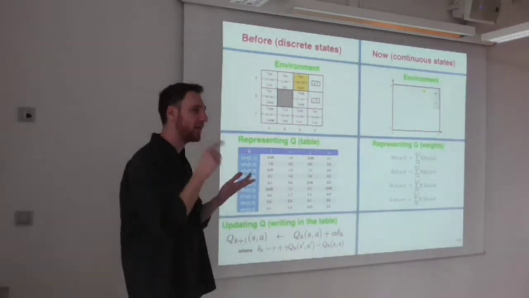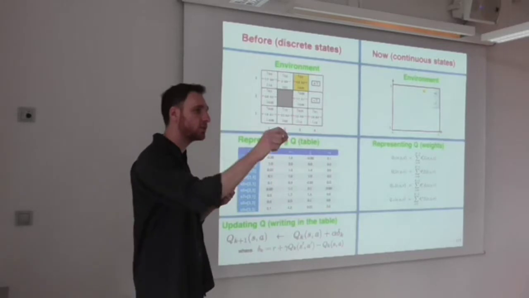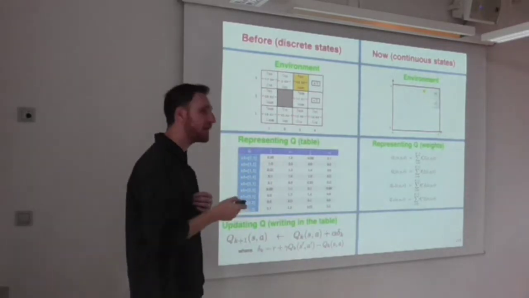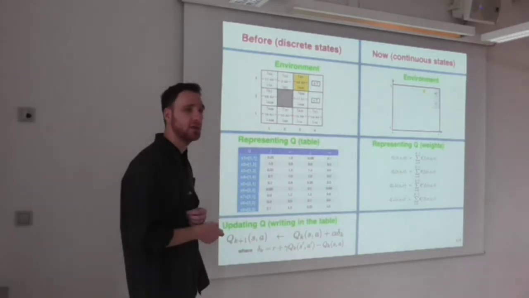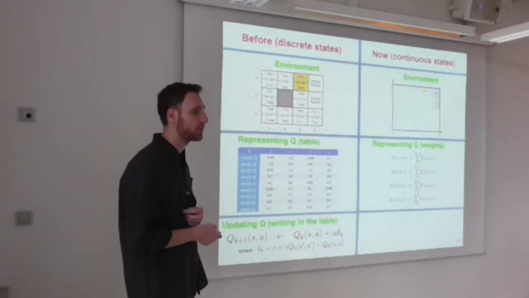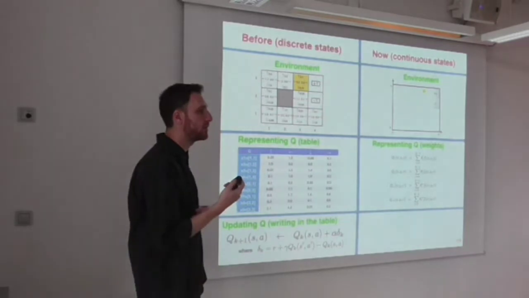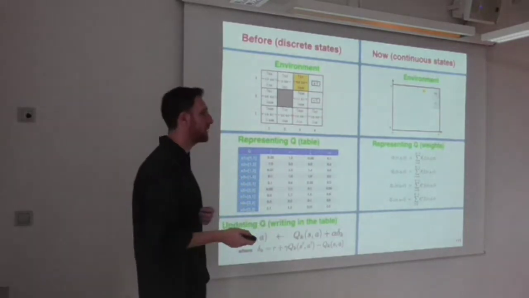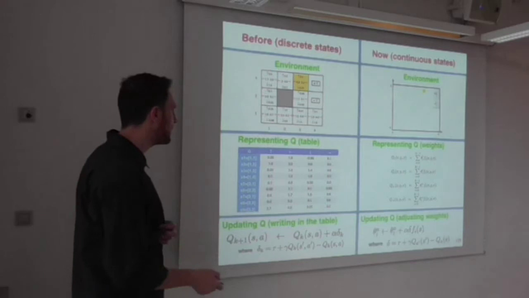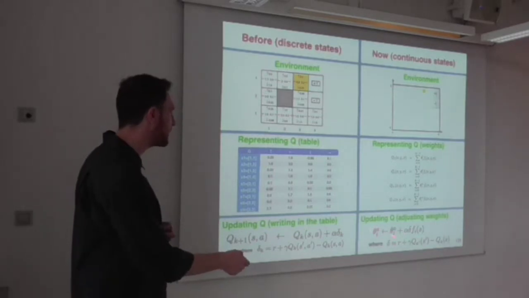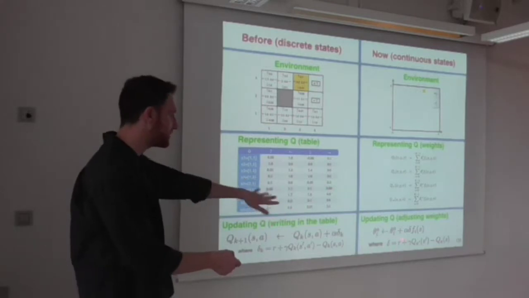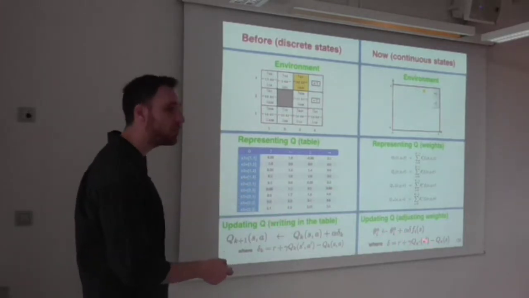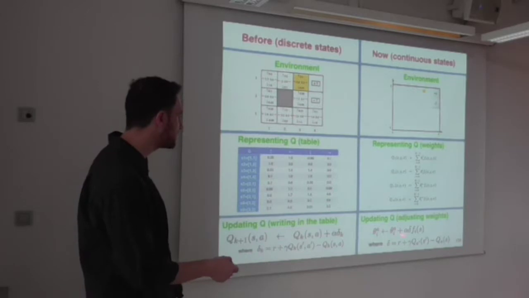I'm in some state, execute an action, get a reward, go to a next state. What is it that I update? I don't have a table anymore to update. You update the thetas? You update the thetas, exactly. You update your weights. Then there's an equation that tells you how to update the thetas. I'm not going to explain this because this is not the point of this class, but there is a simple way of updating the thetas.